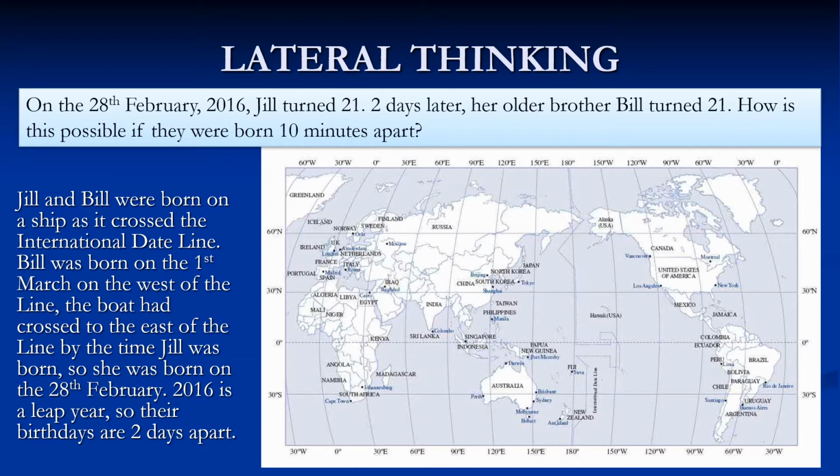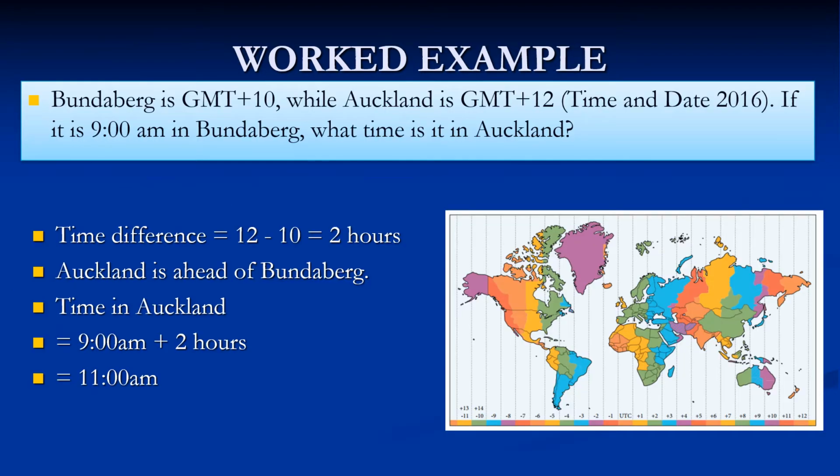So Bill was born on the 1st of March on the west side of the line, and the boat had crossed to the east side by the time Jill was born. So she was born on the 28th of February. Now 2016 is a leap year, so their birthdays are 2 days apart. That's just a bit of fun.